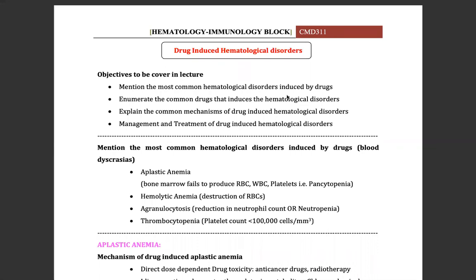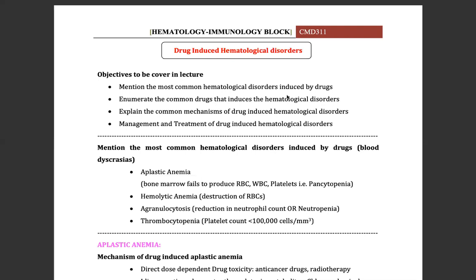Second one, enumerate the common drugs that induce the hematological disorders. Third one, explain the common mechanisms of drug-induced hematological disorders. And the last one is the management and the treatment of the drug-induced hematological disorders.